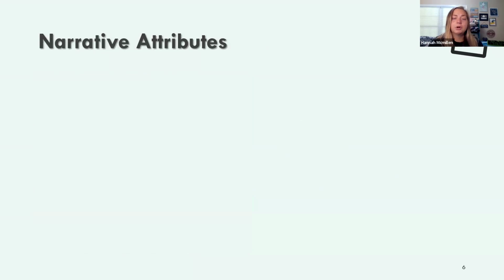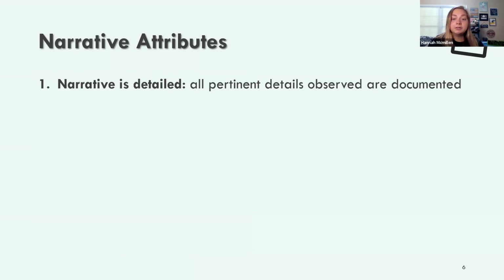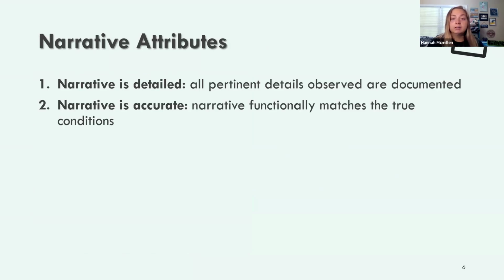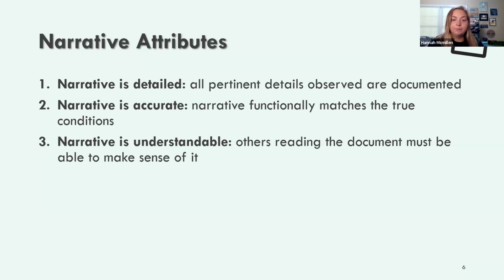So regardless of whether you're recording your notes or writing your report, the narrative must be comprised of 3 attributes. It must be detailed, it must be accurate, and it must be understandable. These narratives have to be able to describe pertinent details, be representative of the true conditions and actions taken at the scene, and written in a manner that whosoever reads the document can articulate exactly what happened at the scene.